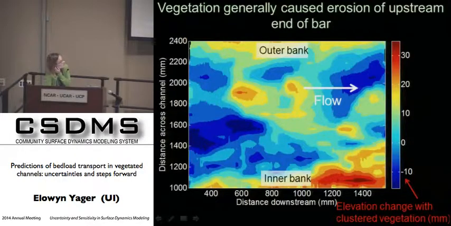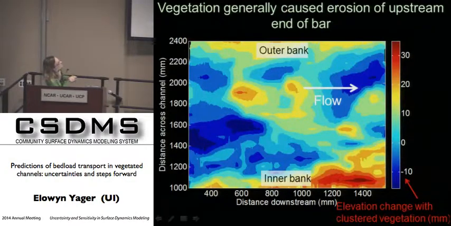So if we just look at one example of a run where we added vegetation, what I'm showing you is the difference in bed topography from before we added vegetation to after we added vegetation. This is the outer bank on the top, the inner bank on the bottom. So essentially, our bar is from the inner bank to approximately midway up in this diagram. And the contours, again, correspond to elevation changes. So blue represents erosion, and red represents deposition.